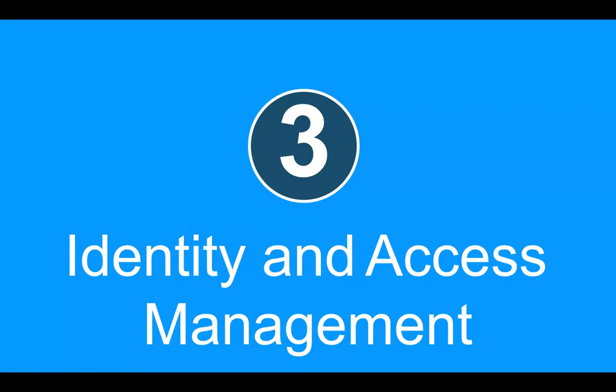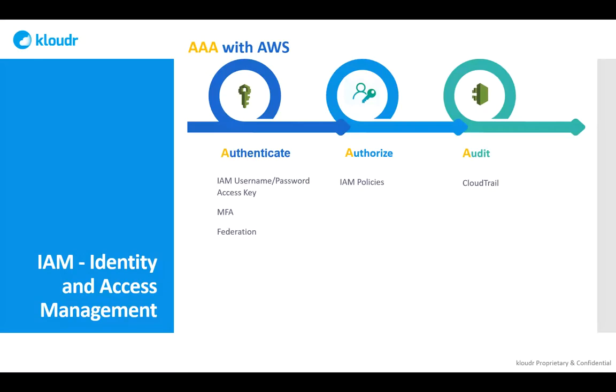Now we are going to move to identity and access management. At AWS, they follow the AAA concept, which is authenticate, authorize, and audit, that ensures proper security management when it comes to users and permissions. We're going to start with authenticate. As a first step, once you log into the AWS console and register, you will be provided with a root account, which has access to all resources, including billing.